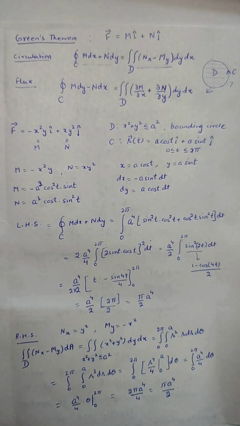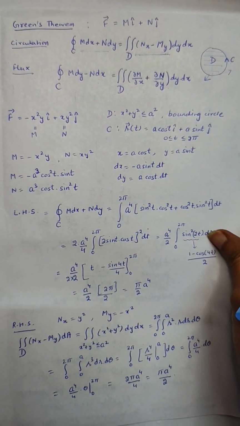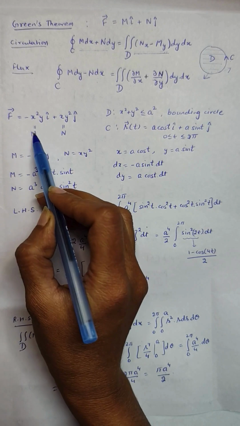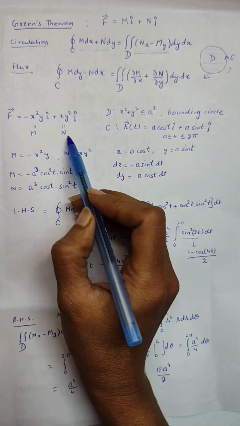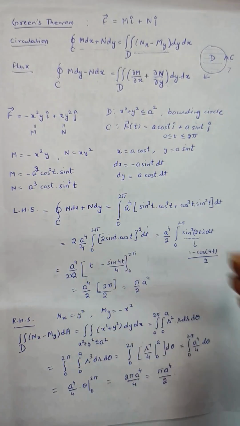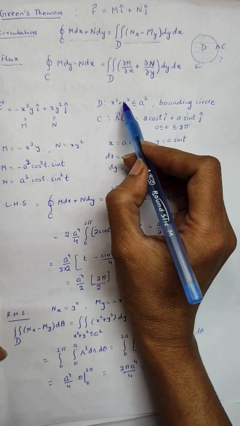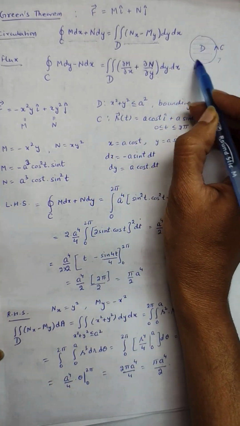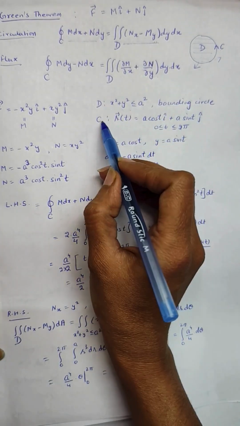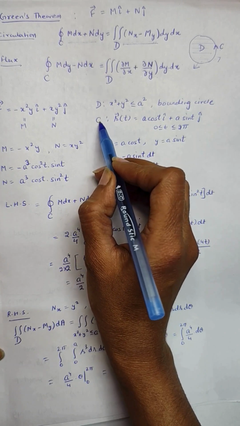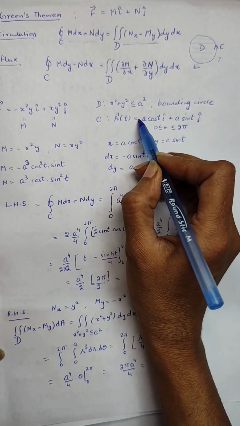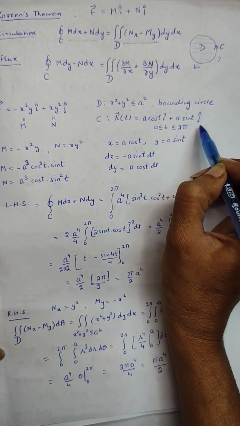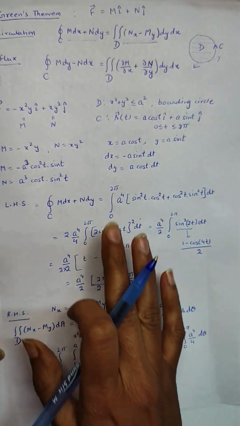Alright, so we are going to verify that for a given field F, whose components are M and N. M is equal to minus x squared y and N is equal to x y squared. So the given domain is the region bounded by this circle of radius a, and the boundary is the circle C. The parametric equation of this circle bounding the region D is a cos t i plus a sin t j, where t varies between 0 and 2 pi.